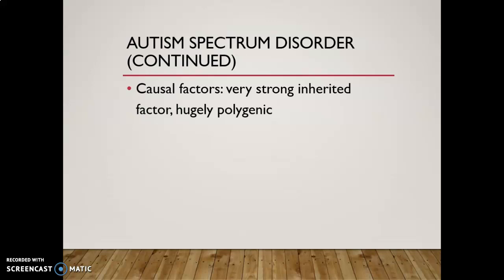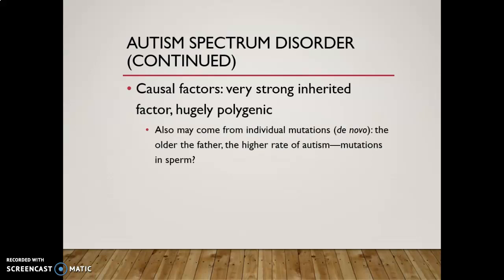And in some cases, it's possible to see differences in brain development before these symptoms start to show up. It may be inherited. It may come from individual mutations. We do know, for instance, that the older a father is, the more likely their child is to have autism. That's a possibility. But it does appear to be biological and not caused by vaccines.